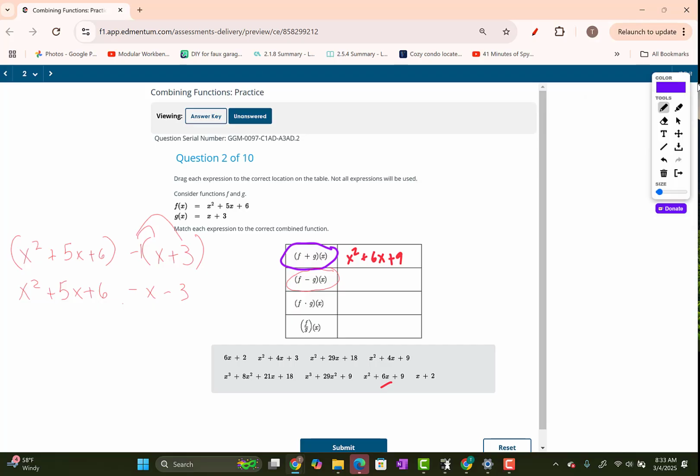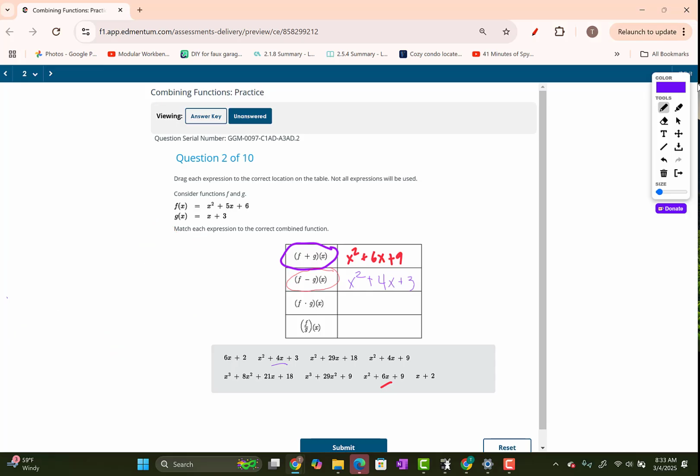And then just like the last one, now we want to get like terms. x squared still has no like terms. 5x and -1x, combine those and that gives us positive 4x. Positive 6 minus 3 gives us positive 3. So the answer is x squared plus 4x plus 3. Yep, and there it is right there.